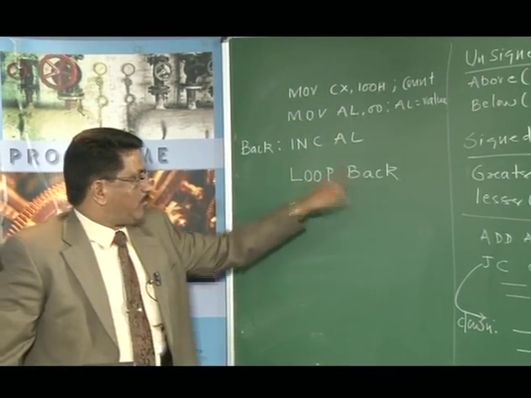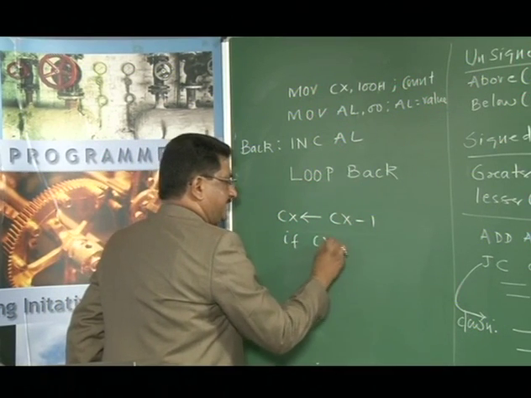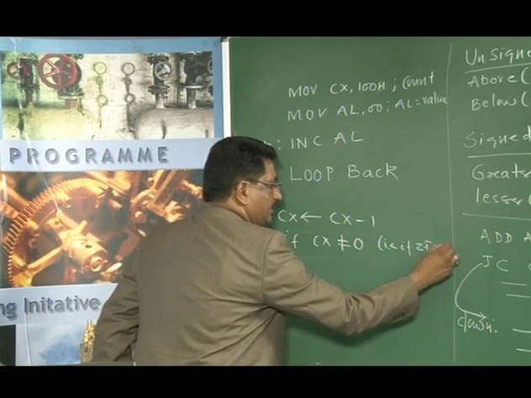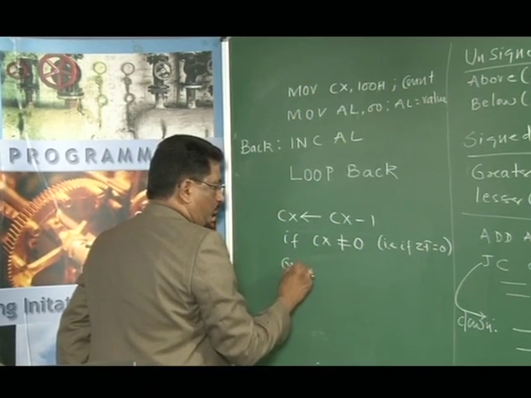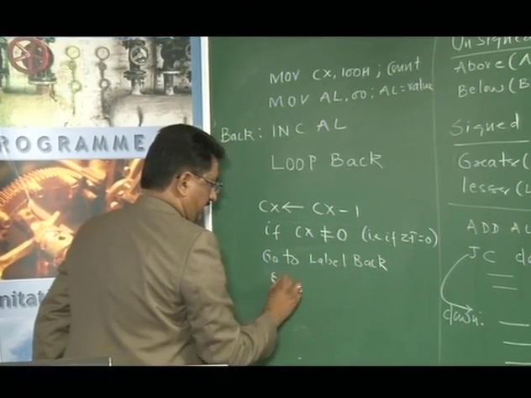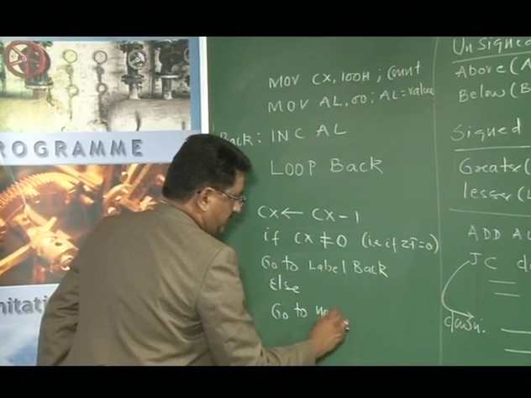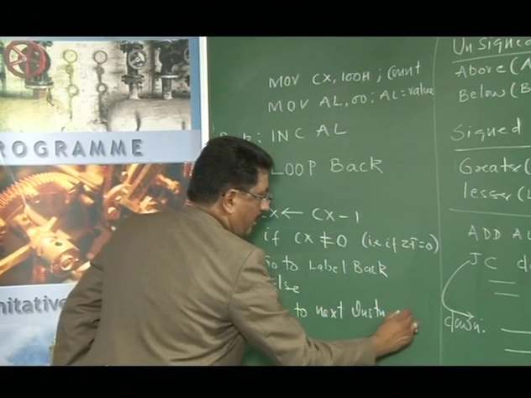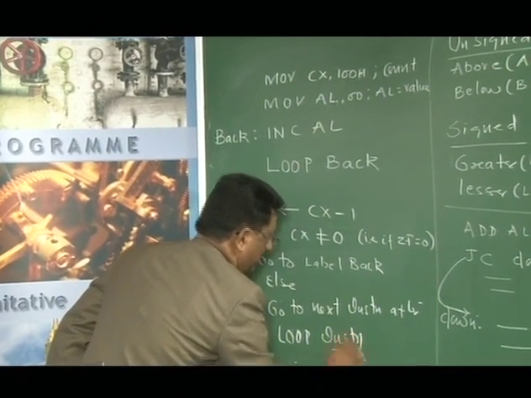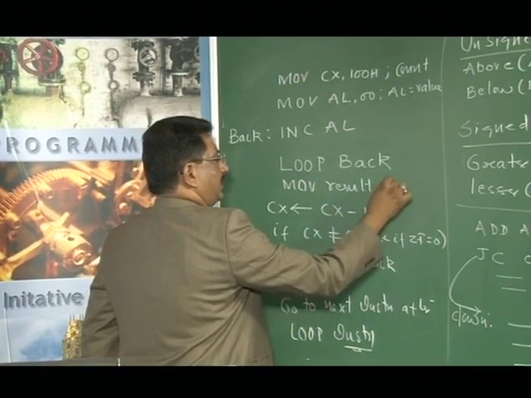In this loop back, first CX will get decremented by 1. If CX is not equal to 0, that is if the zero flag is equal to 0, then go to label back, else go to the next instruction after the loop instruction. After this loop instruction, I may have something like MOV result, AL.